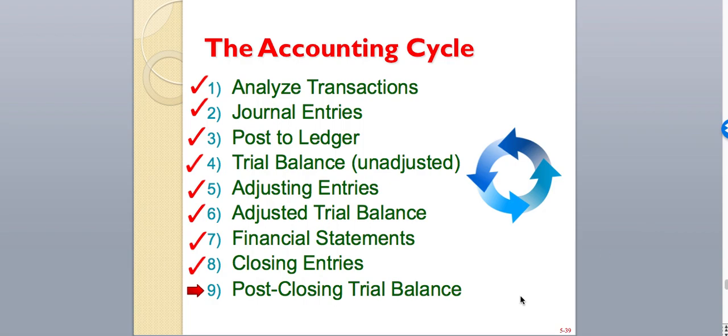So now that we have done our post-closing trial balance, guess what? This is, like I said, an accounting cycle. That means we do it over and over and over and over again every month. So now we are ready to start the accounting cycle again by analyzing transactions, posting the journal entries, and so on and so forth until we are done with the month of December and ready to start the new year of January.